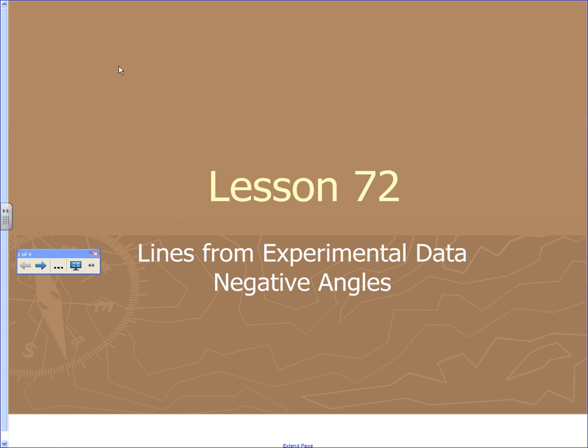All right. You're looking at lesson 72 today. We've done experimental data. They're the ones where you have a graph and there are dots on there, and the dots all have circles around them. You remember those? Yeah, and you estimate the slope as best you can.